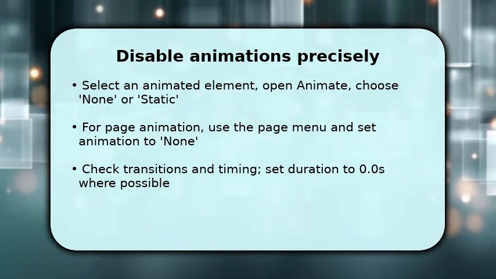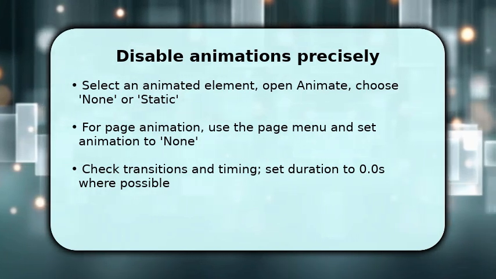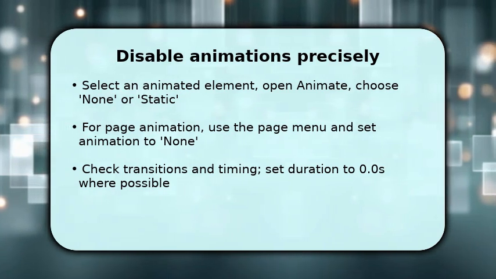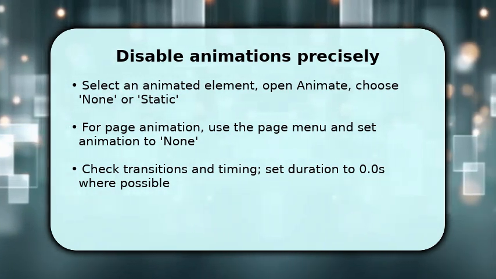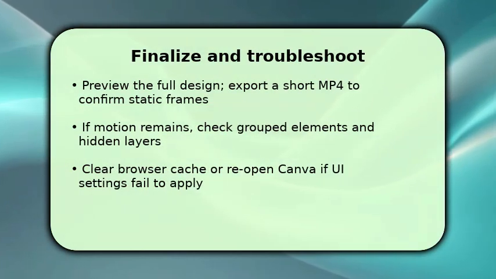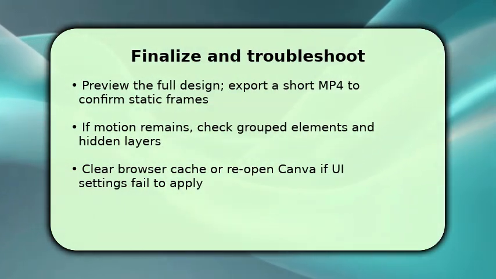If transitions or duration controls exist, set timing to 0 or the shortest available to avoid residual motion. Once done, scrub through pages slowly to confirm frames remain static and consistent across. Finish by previewing the entire design and exporting a short MP4 or GIF to verify there's no motion.